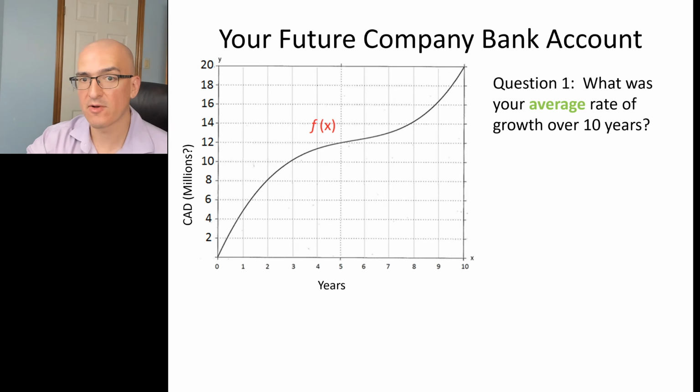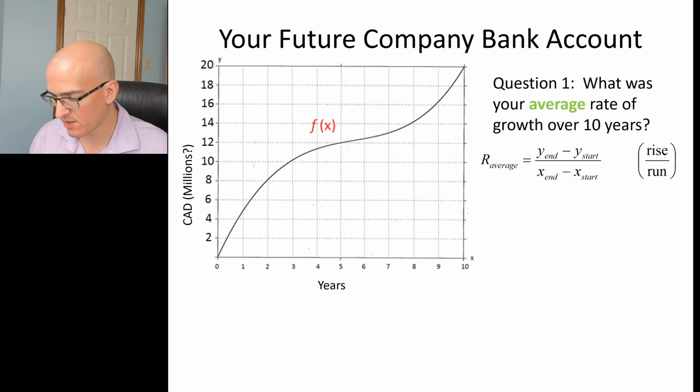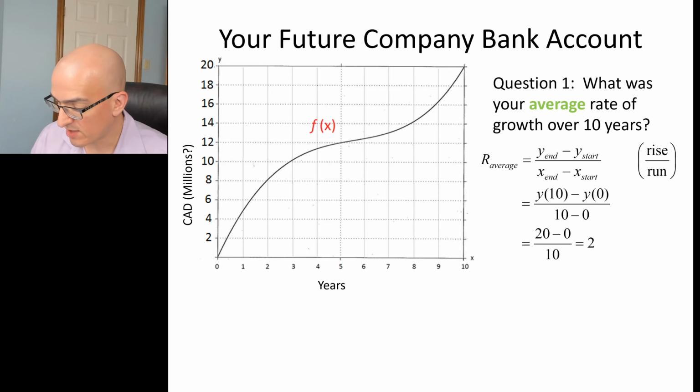Now go back and think about that. On average, you add $2 million per year for 10 years, you're going to have $20 million. So that's just how averages work. It's all sensible. So plug in your numbers, y of 10 minus y of 0 over 10 minus 0, your delta y over delta x, 20 over 10 equals 2. So again, that's just the average over the full 10-year period.